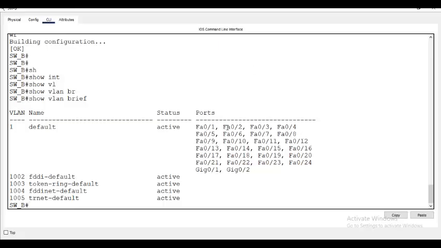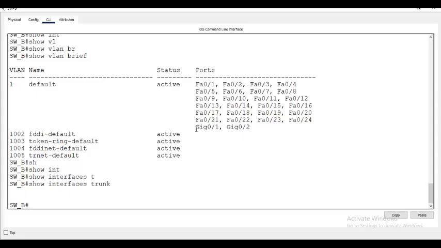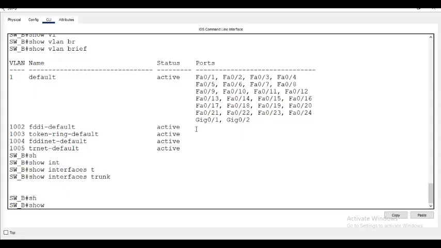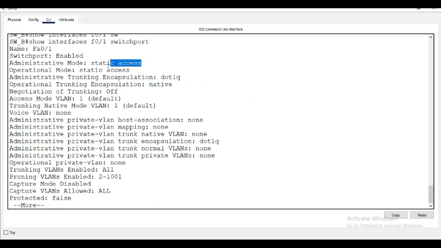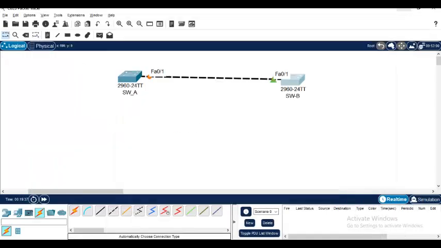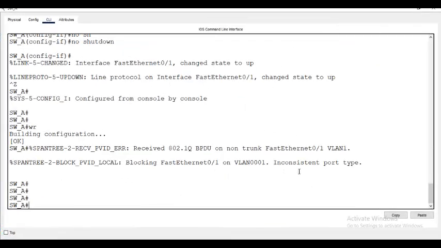Why is it showing this inconsistent port? I'll just reset, shut down, and no shutdown. In the real world, shutdown and no shutdown is a very powerful troubleshooting tool. Though it looks simple, it solves a lot of problems sometimes. When you shut down, everything in the buffer gets erased.